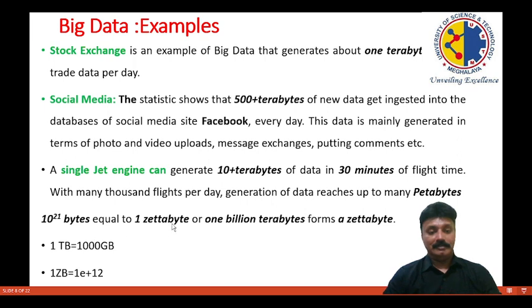So in terms of this petabyte, that is 10 to the power of 21 bytes, that is equivalent to 1 zettabyte, or 1 billion terabytes forms a zettabyte. So we can imagine it. We know that 1 byte is equal to 8 bits, and then it will keep on moving. Now that is the zettabyte.